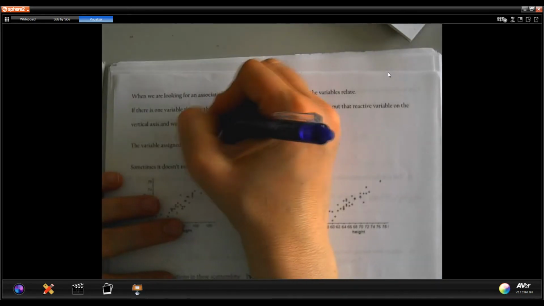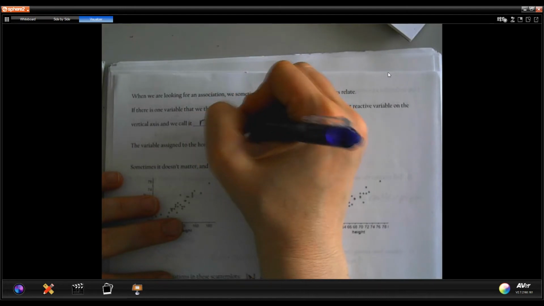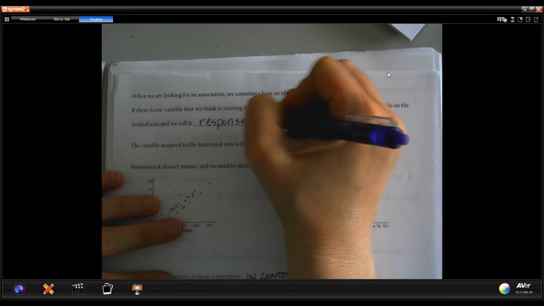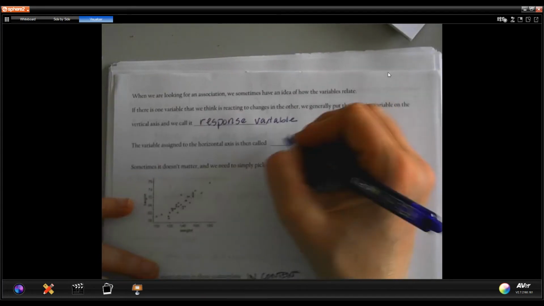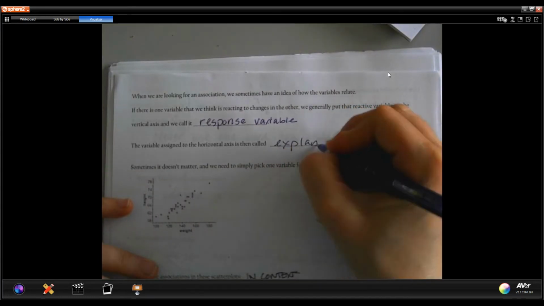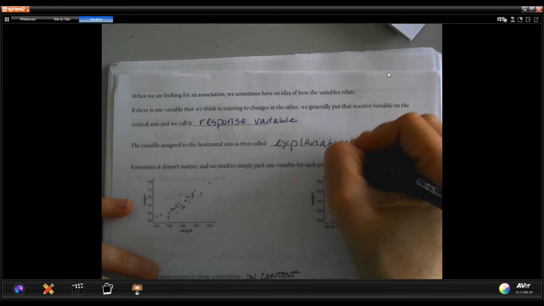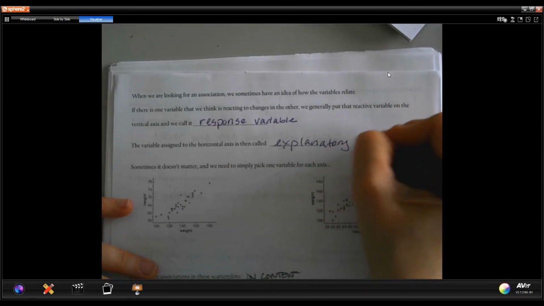When we are looking for an association, we sometimes have an idea of how the variables relate. If there's one variable that we think is reacting to changes in the other, we generally put that reactive variable on the vertical axis and call that the response variable. I mentioned that before, that's our Y variable, because it's responding to the other variable. And the one on the horizontal axis, the X variable, is our explanatory variable. It sort of explains what's happening to the other, supposedly.